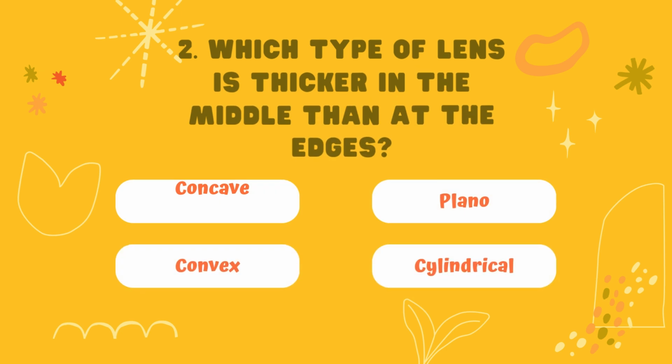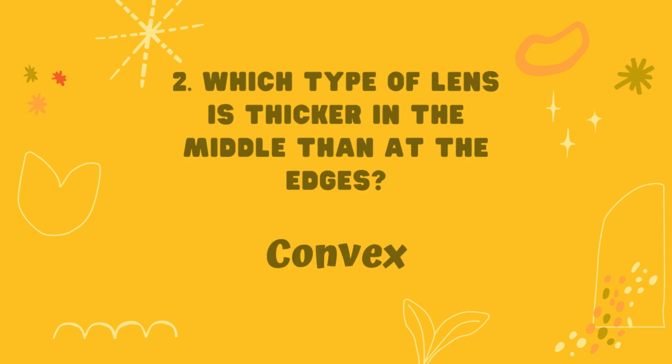Question 2. Which type of lens is thicker in the middle than at the edges? Is it A. Concave, B. Convex, C. Plano, or D. Cylindrical? The correct answer is B. Convex.